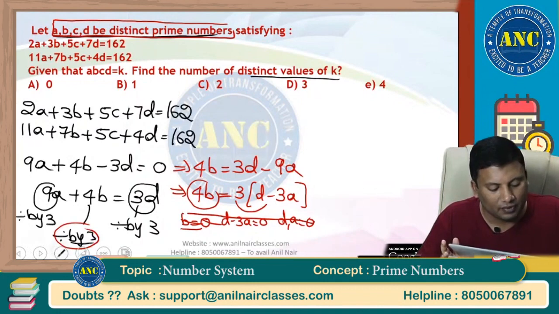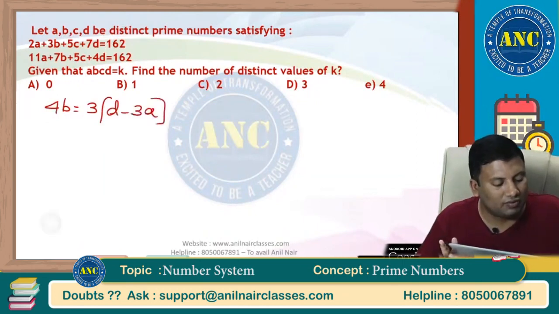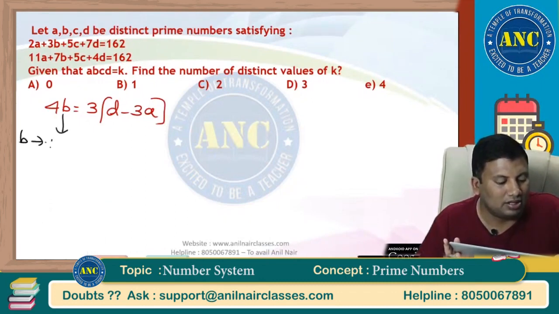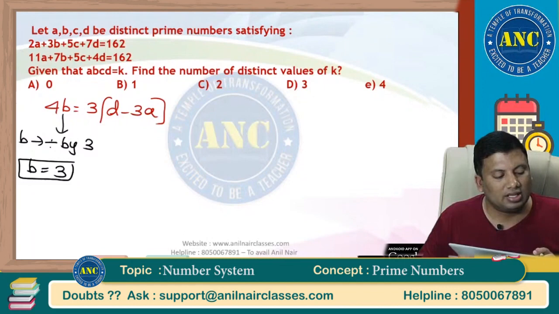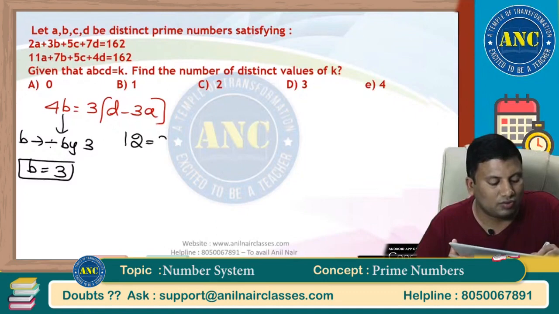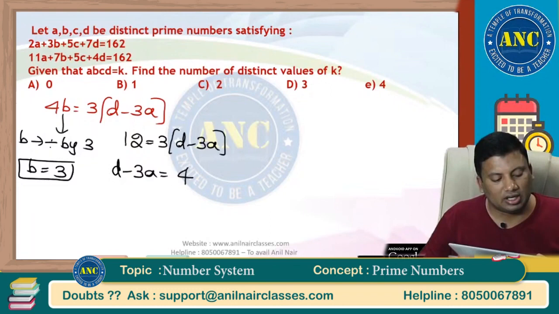Now we will write down here 4B equivalent to 3 into D minus 3A. This is the equation we got. Now what is that we are discussing? B should be divisible by 3. If B is divisible by 3, the only prime number which is divisible by 3, B is nothing but 3. 6, 9 all are composite numbers. 4 3s are 12. 12 equivalent to 3 into D minus 3A. D minus 3A is nothing but 4.